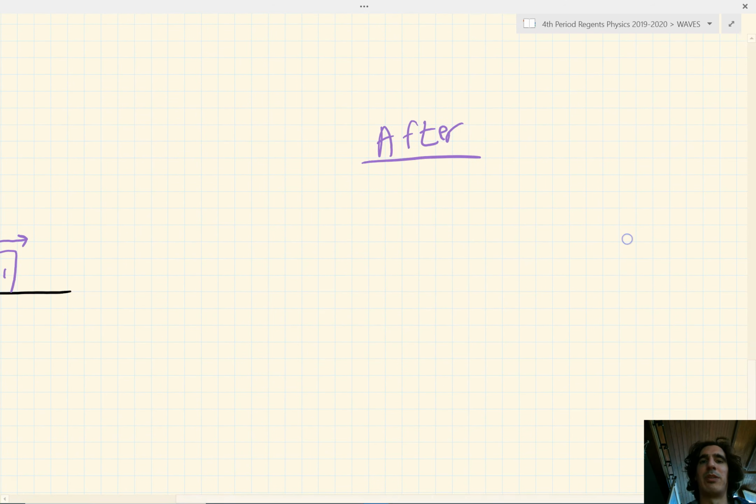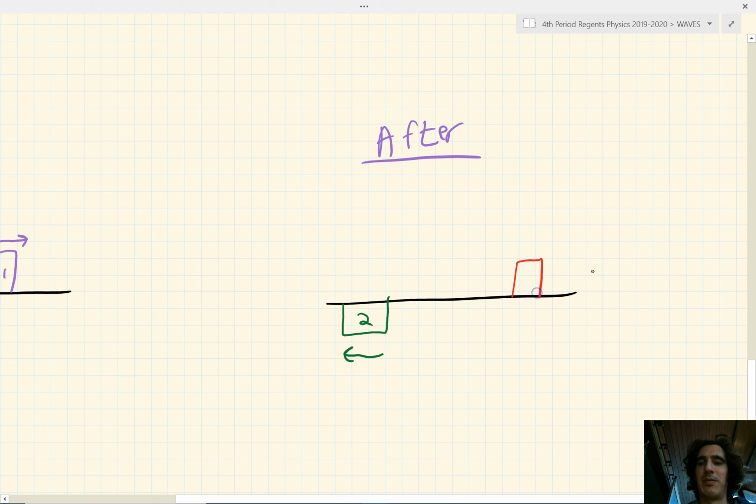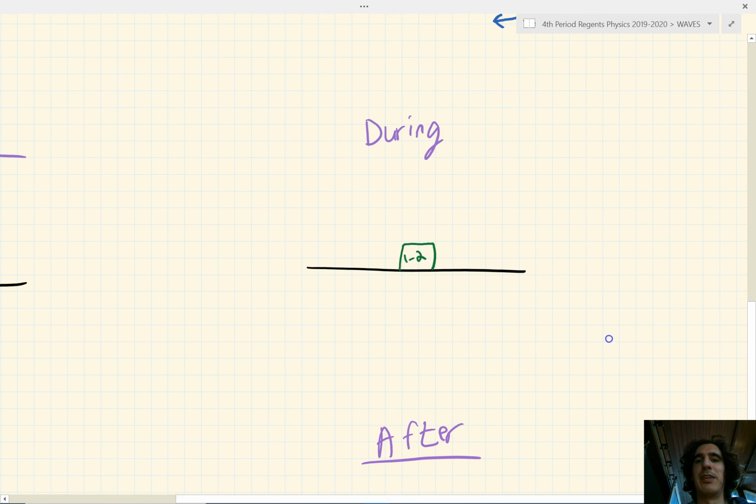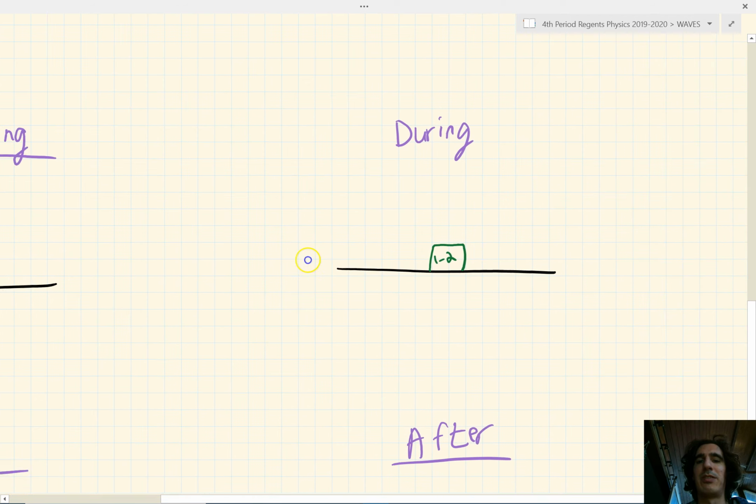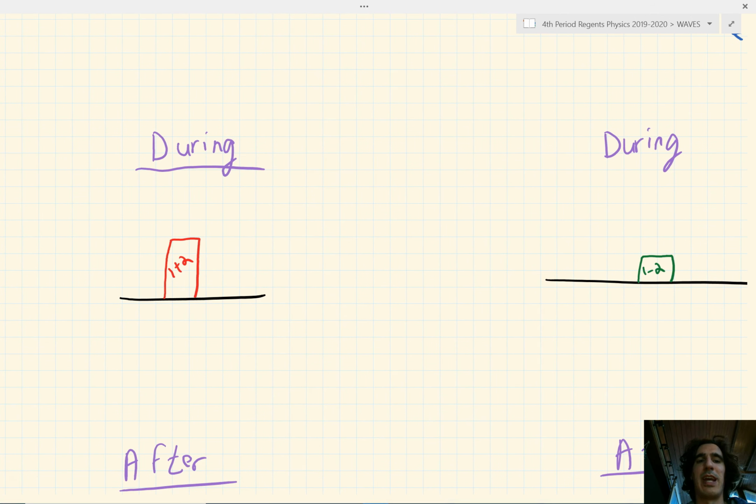Okay, and then afterwards, they pretend nothing happened. So wave 2 is still on the negative side, moving towards the left. I think I switched the color, sorry. And wave 1 is still on the positive side, moving towards the right. Oops, bigger amplitude. So destructive interference, the amplitude decreases. Constructive interference, the amplitude increases.